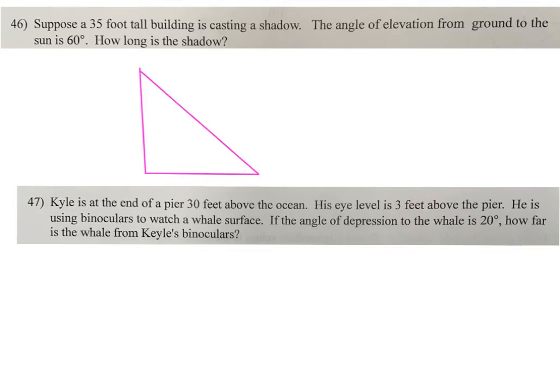So right angle trigonometry is what we're doing. Our building, they give us how tall it is: 35 feet tall. The angle of elevation from the ground up to the sun is right here. That's going to be 60 degrees. How long is the shadow? This is what we don't know. How long is the shadow on the ground? All right, so if I were to label this triangle based on this 60 degree angle right here, this would be opposite and this would be adjacent. Which trig function deals with opposite and adjacent? Tangent. So the tangent of 60 should equal 35 over x.